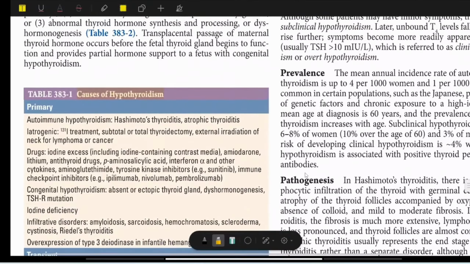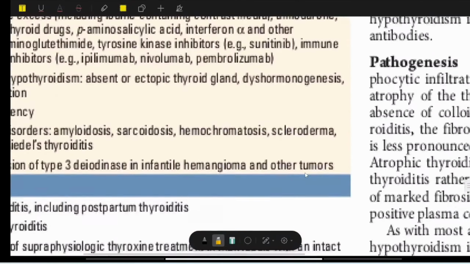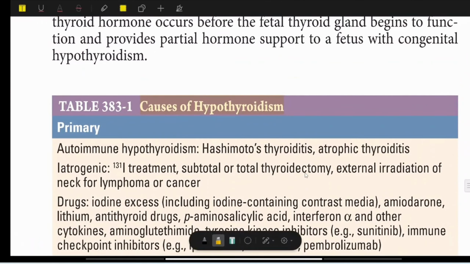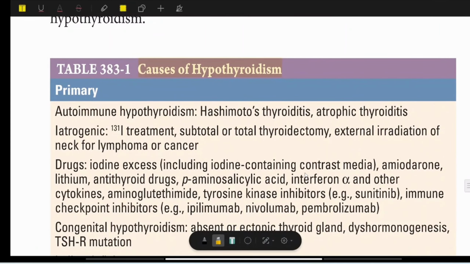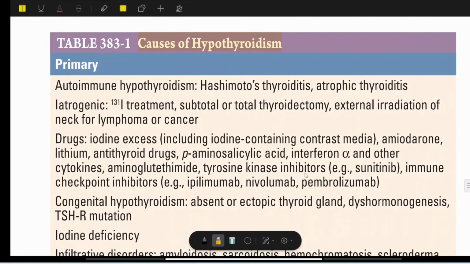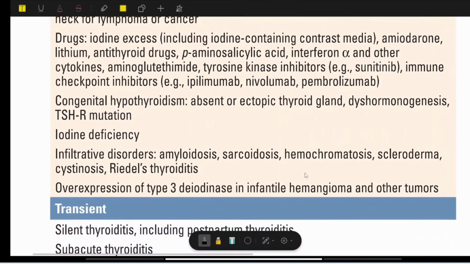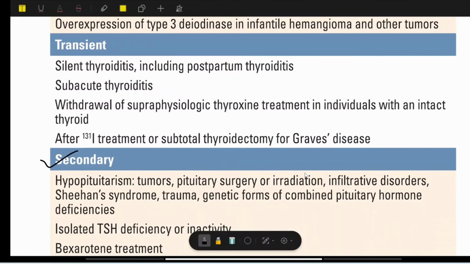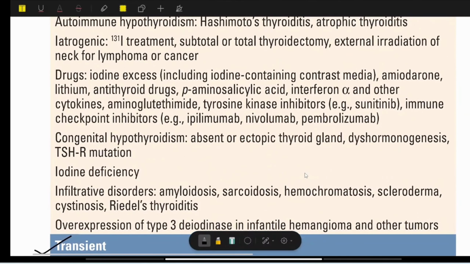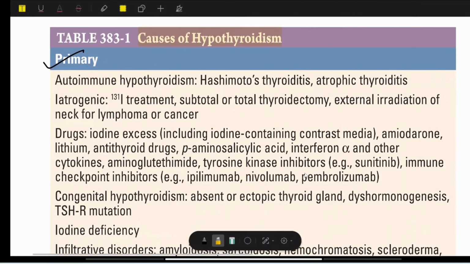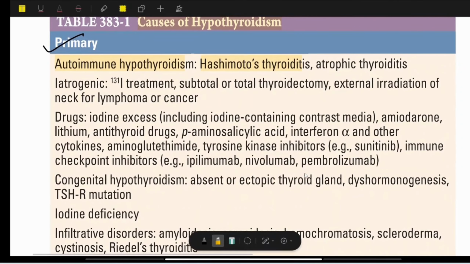So let us see the causes of hypothyroidism. The table is given in Harrison's textbook. We can divide it into mostly primary causes, secondary causes, which are much less than 1%, and then transient causes. First we discuss the primary causes. Autoimmune hypothyroidism, we already said, is Hashimoto's thyroiditis, with antibodies against the thyroid gland. Then atrophic thyroiditis. Iatrogenic causes mean iodine-131 treatment.